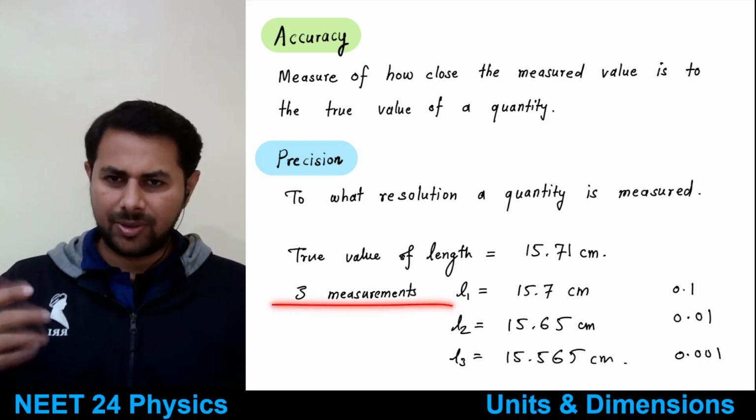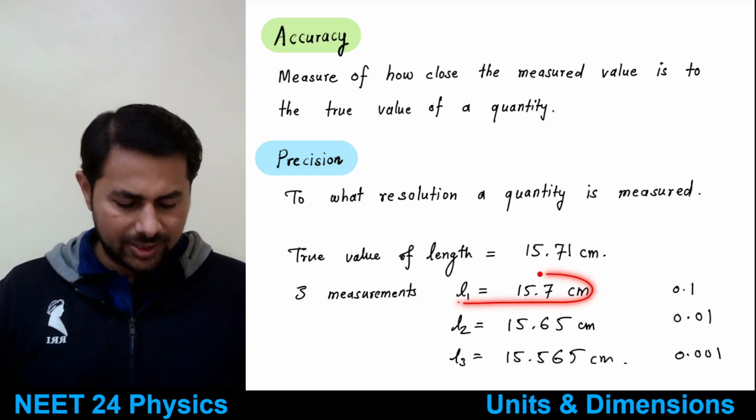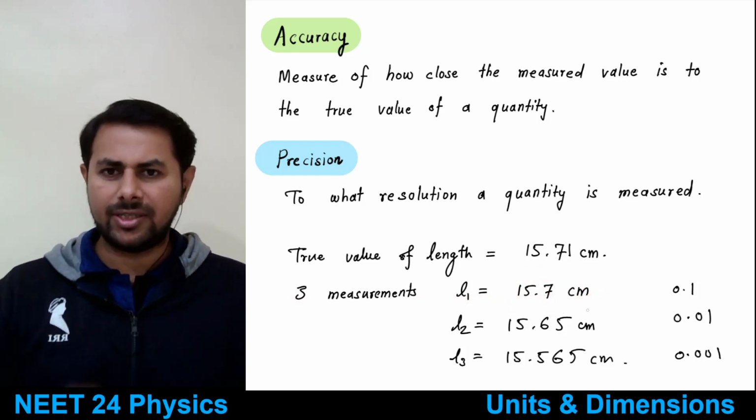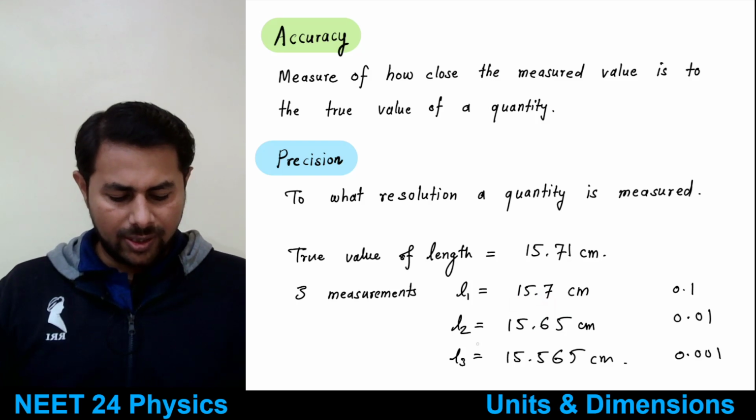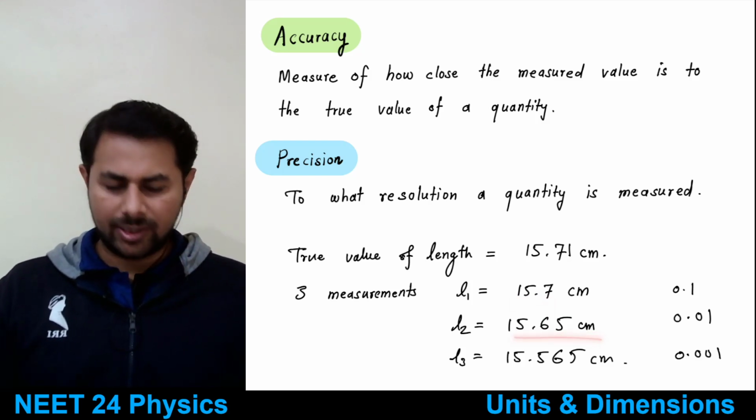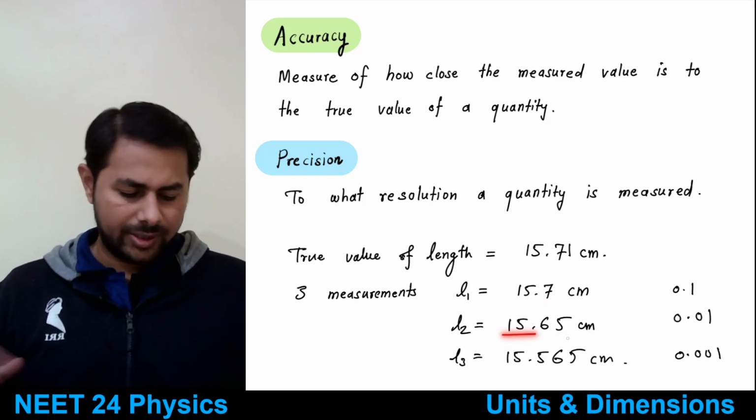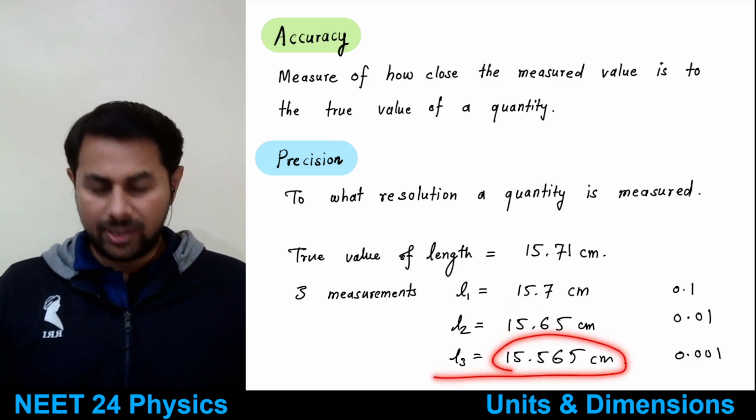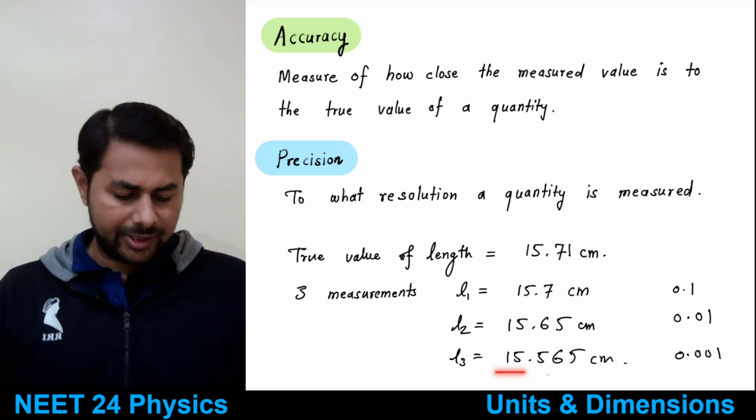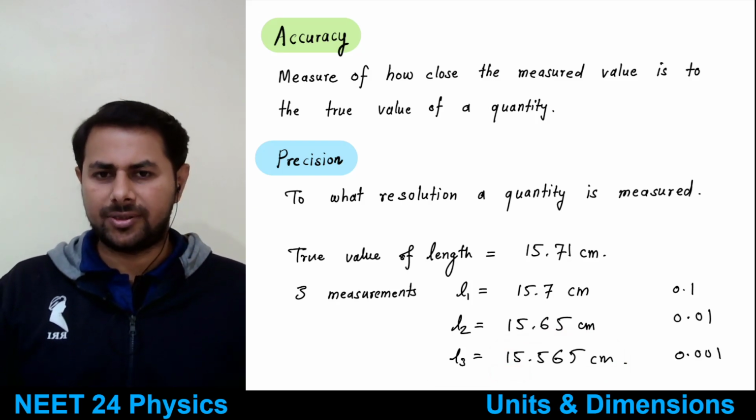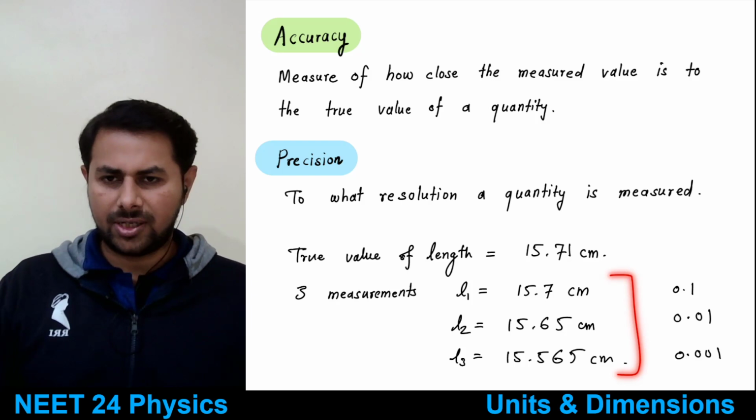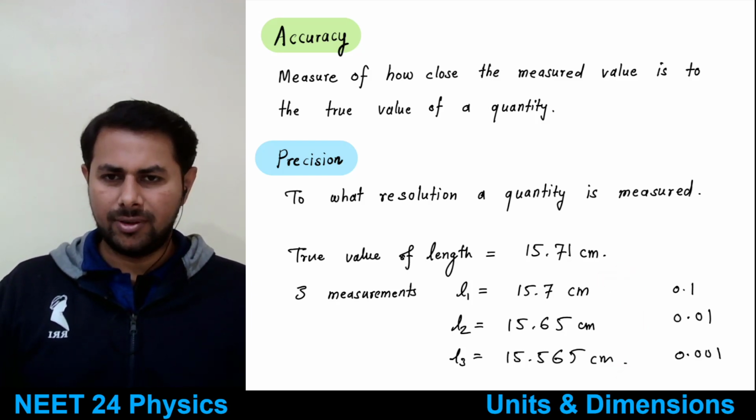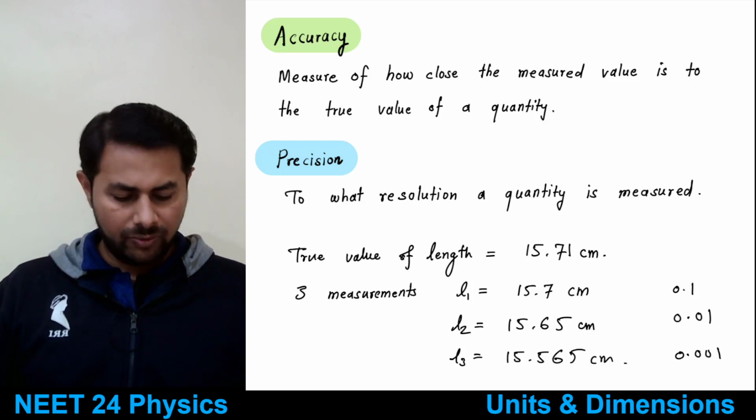Now you take three different measurements. Somebody measures it with some instrument and says it's 15.7 centimeters. Then somebody measures using some other instrument and says no, it's 15.65 centimeters. And somebody measures with another instrument and says no, it's 15.565 centimeters. So which of these is correct, which of these is more accurate? Tell me, which is the closest one?